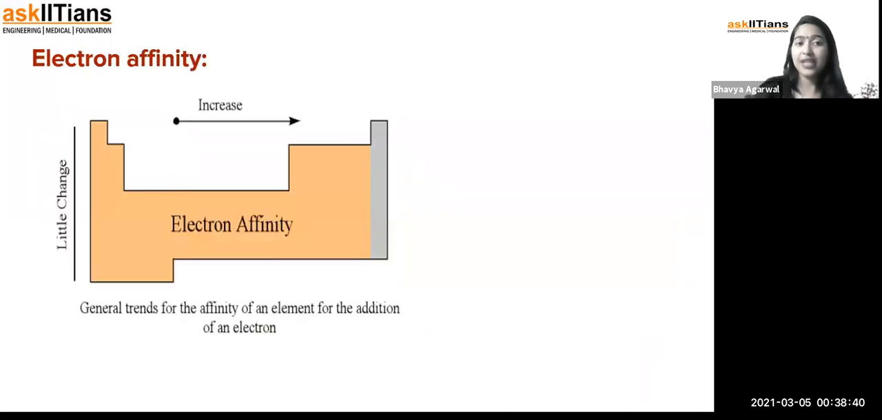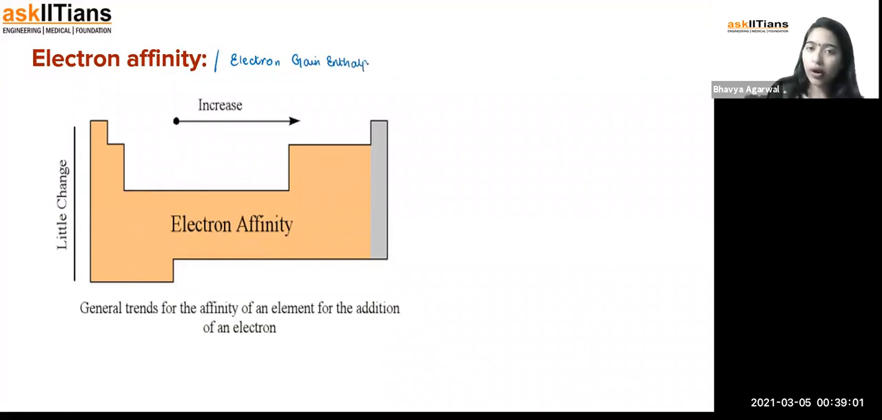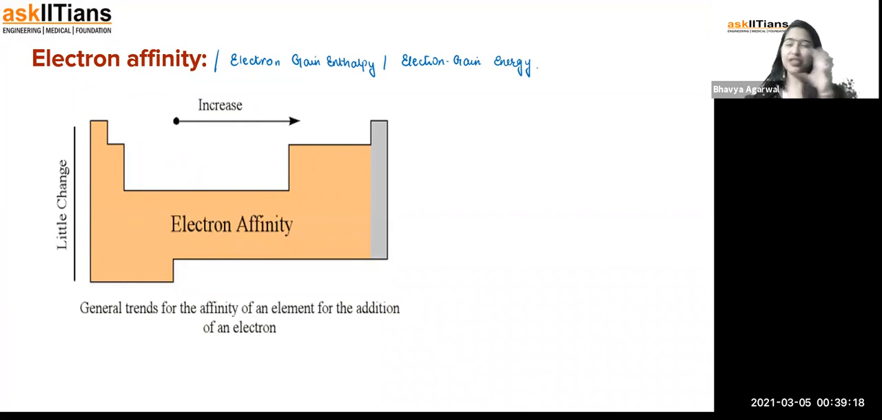The first thing that we're going to start with is electron affinity. Now see, what do you mean by the term electron affinity? Electron affinity is known by varied other terms, that is electron gain enthalpy, or electron gain energy. These are three terms. Now, affinity means the tendency to attract something, or a sort of reactivity.